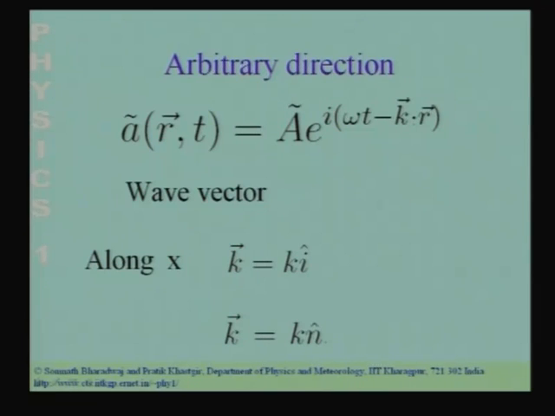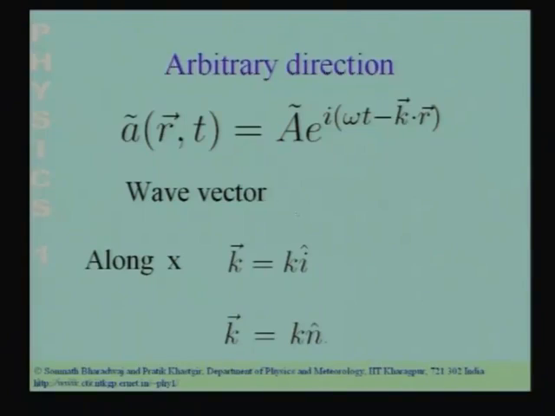Now, the first thing is that this vector k is called the wave vector. We have replaced the wave number by a wave vector. So, when you are dealing with waves propagating in 3 dimensions, you have to replace the wave number by a wave vector. If the wave is propagating along the x axis, you have to choose the wave vector to be the wave number k into the unit vector along the x axis.